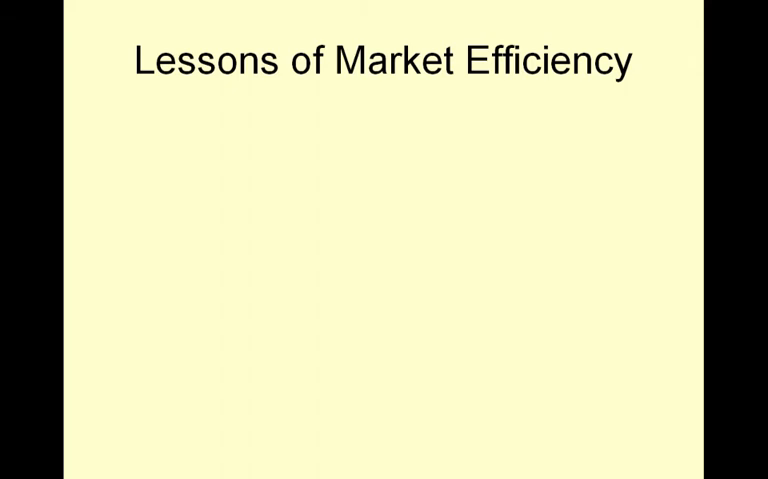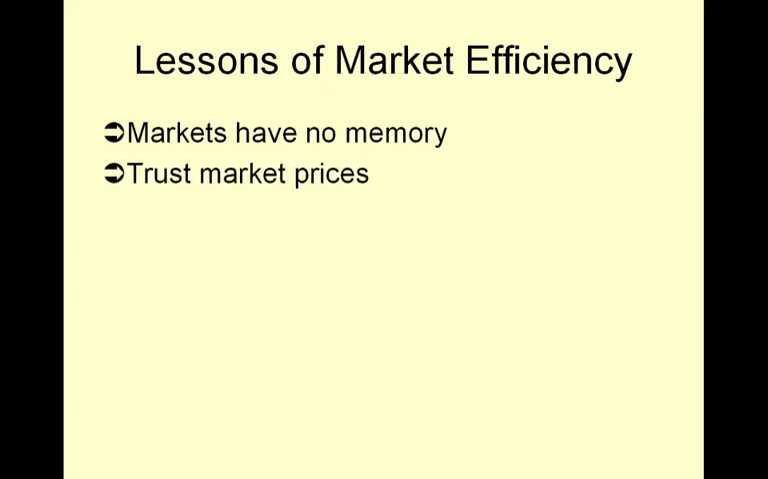The text lists 6 lessons of market efficiency that summarize the effects of these financial market efficiency notions. Lesson 1. Markets have no memory. The weak form efficiency market hypothesis says past price changes give no information about future price changes. Lesson 2. Trust market prices. Market prices reflect all information. To do better than the market, you have to know more than other market participants, and it is unlikely that you do.